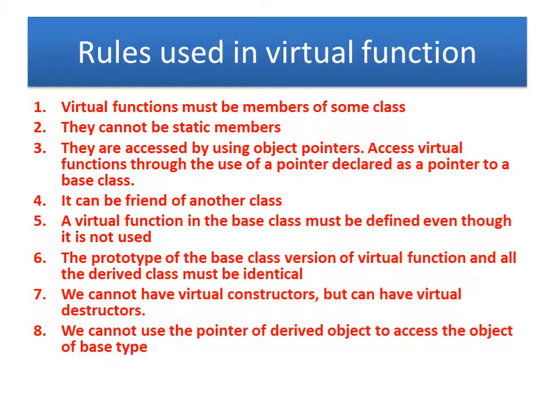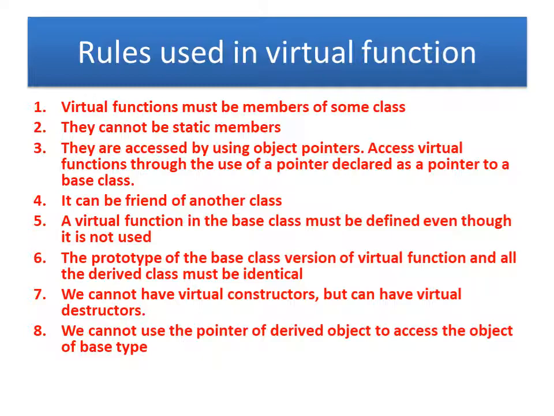So these are all the rules to be followed for virtual functions. Virtual functions have to be members of some class and they cannot be static members. They are accessed by using object pointers alone. If I am using a virtual function inside my program, it will be accessed with the help of a pointer. Again, it can be a friend of another class. A virtual function in the base class must be defined even though it is not used anywhere else in my program. The prototype of the base class version of a virtual function and all the derived class versions must be identical.